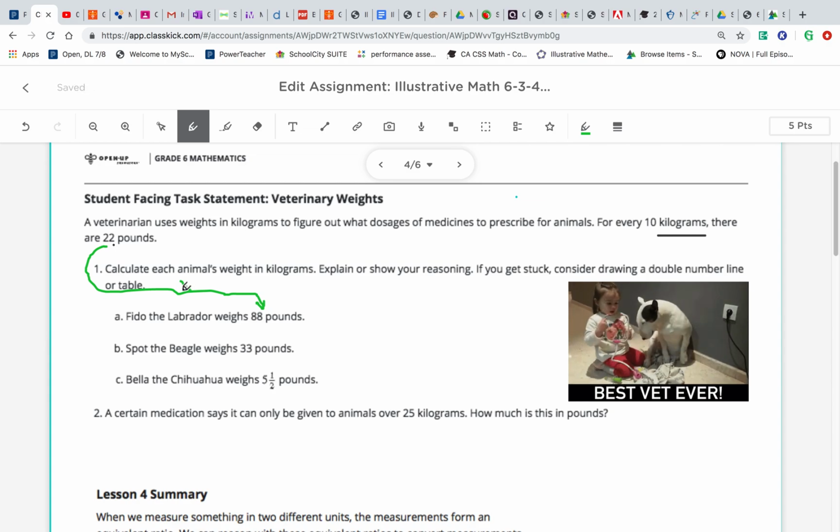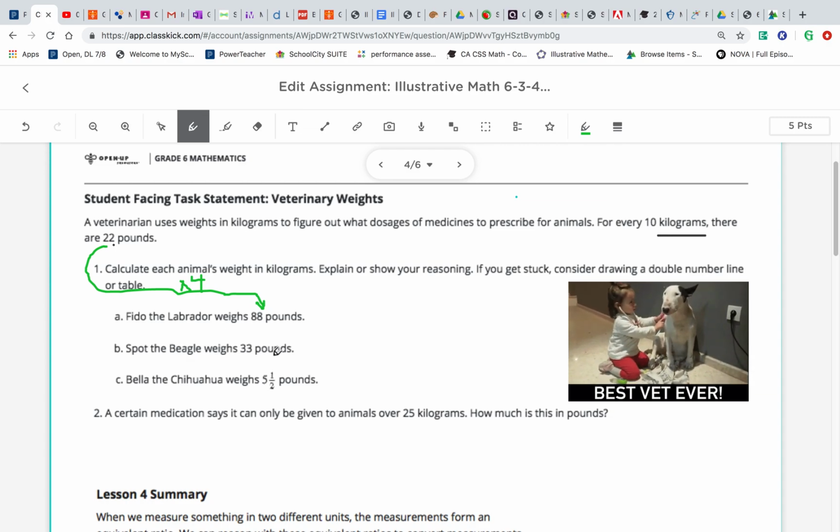Well, we're going to need to multiply it times 4. So that means we're going to do the same thing for the kilograms. We're going to take the 10 kilograms and multiply that times 4. And 10 times 4 is 40, right? You'll see this in writing in a table in a little bit. But it's going to be 40 kilograms. That's how much Fido weighs.